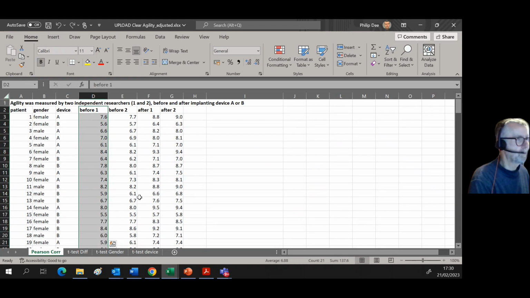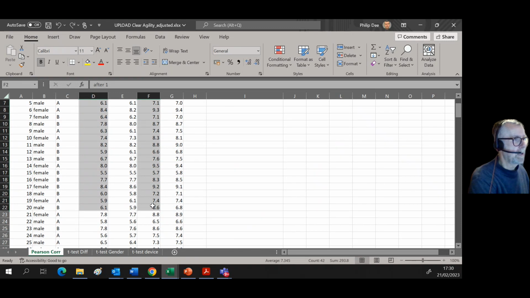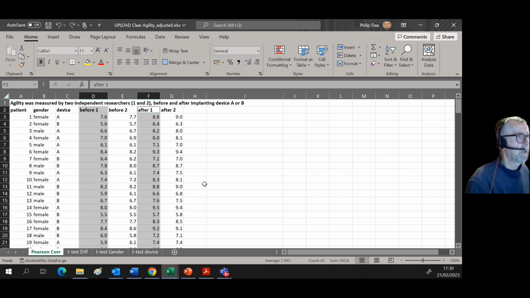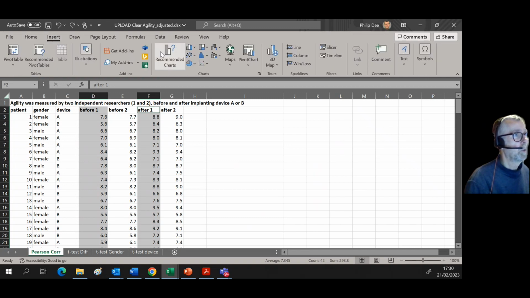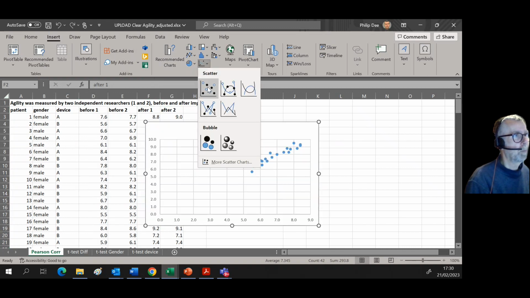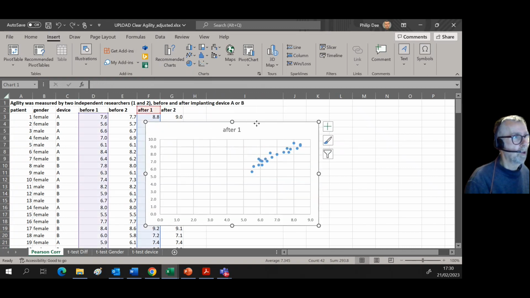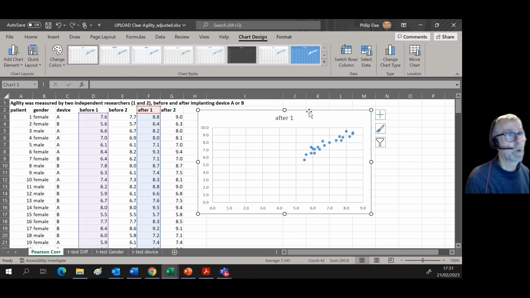Okay, so I've held that, and now to get this next one, I must hold the control key down so it doesn't forget my first measurement. So I've been careful to pick the first 20 data points for, in this case, rater number 1, and they're before versus after. And I would expect there to be some correlation between the two. You're now going to insert at the top. You're looking for charts, and we're going to pick that top left one, the scatter plot, and there it is. And you can see, not as clear as I might like, but you can see that there is a positive correlation. It slopes upwards as you go left to right.